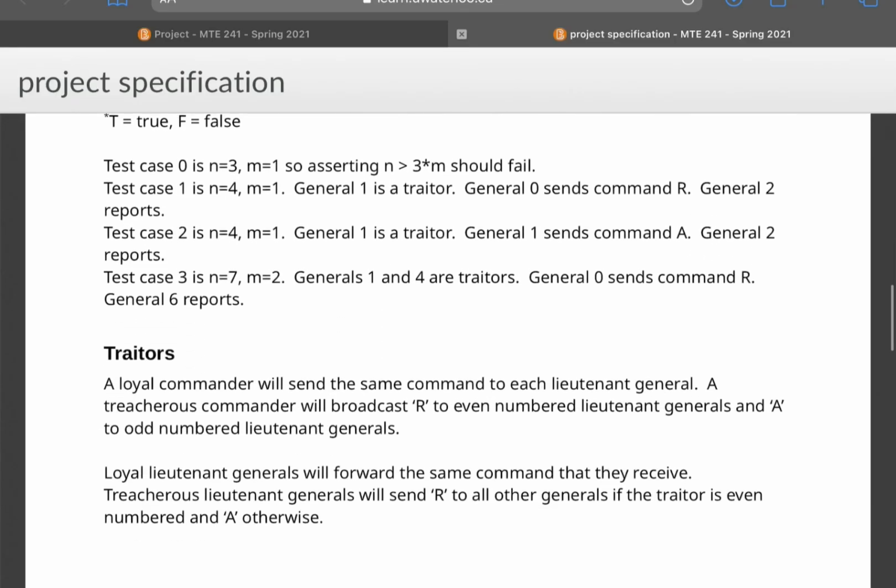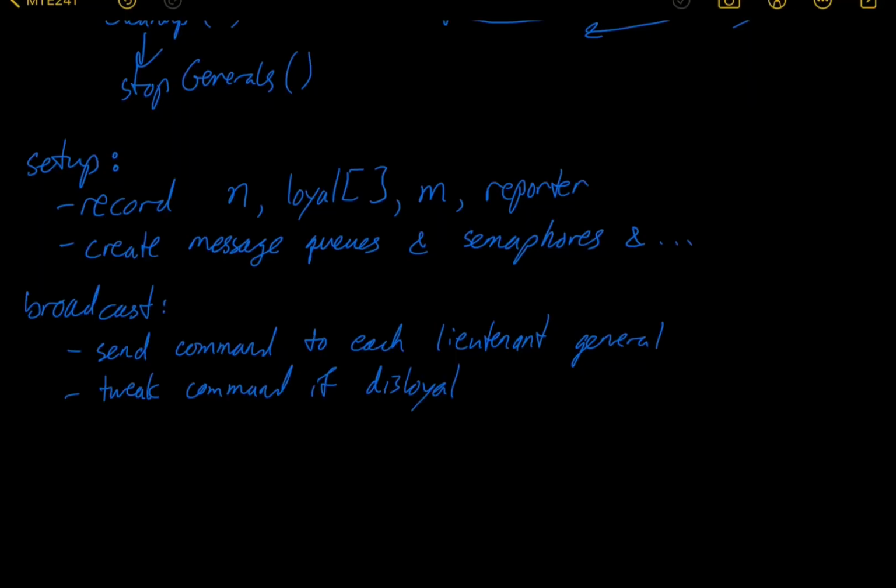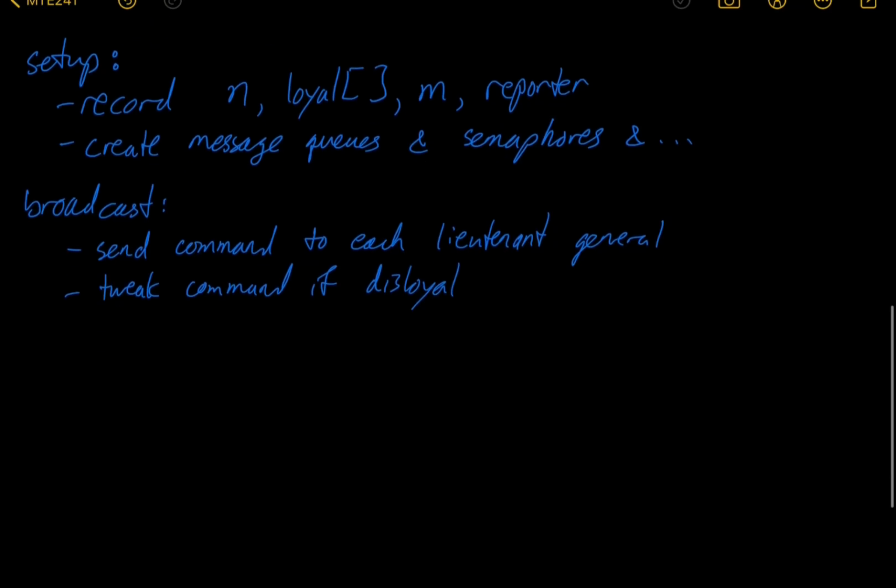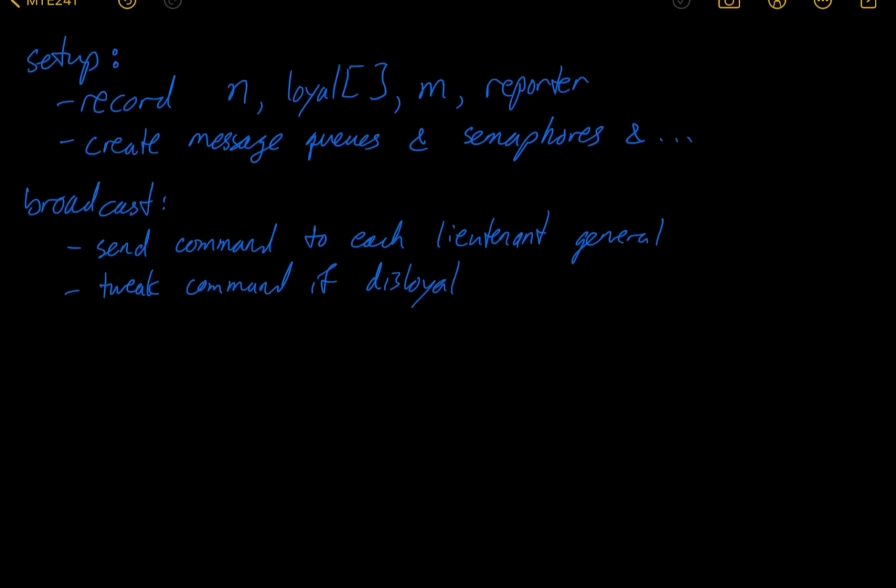On page 2, a loyal commander will send the same command to each lieutenant general. A treacherous commander will broadcast R to the even-numbered lieutenant generals and A attack to the odd-numbered generals. There was not an example in those 4 test cases where the general was disloyal, but there could be in the marking test cases, so you should check that out and make sure that it works. It's fairly simple to code. So it does that, and then it should wait for the generals to finish.